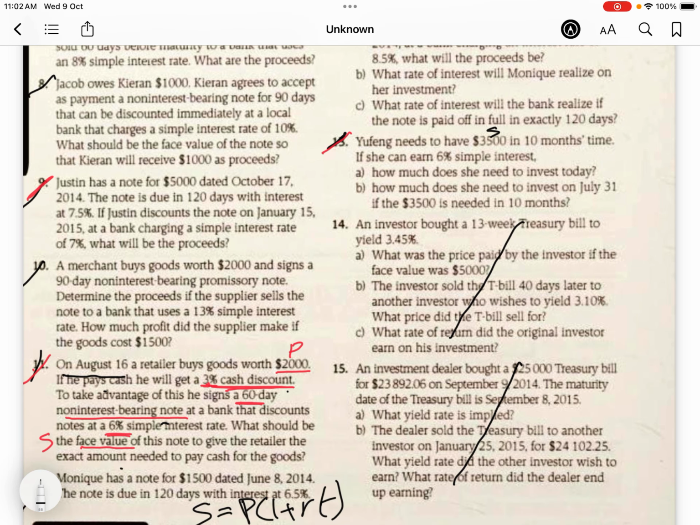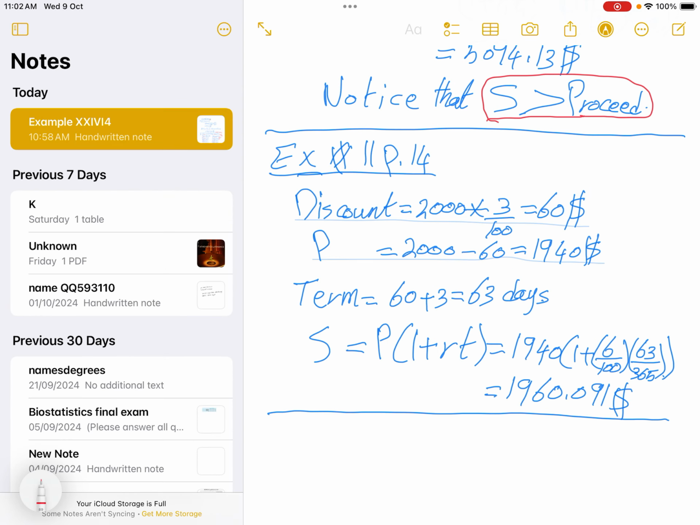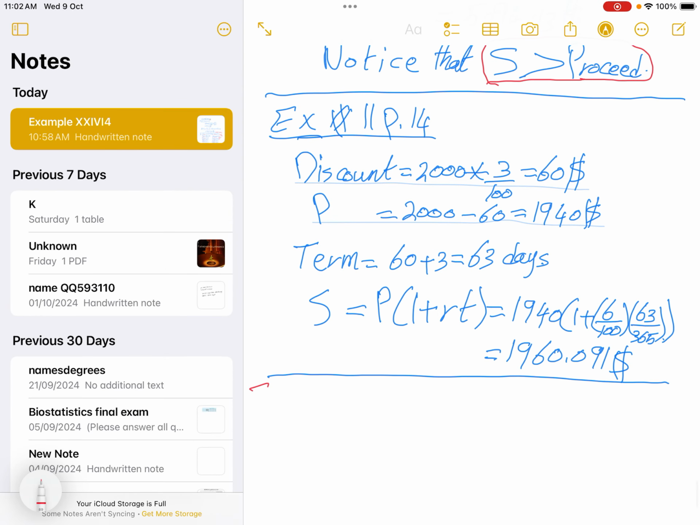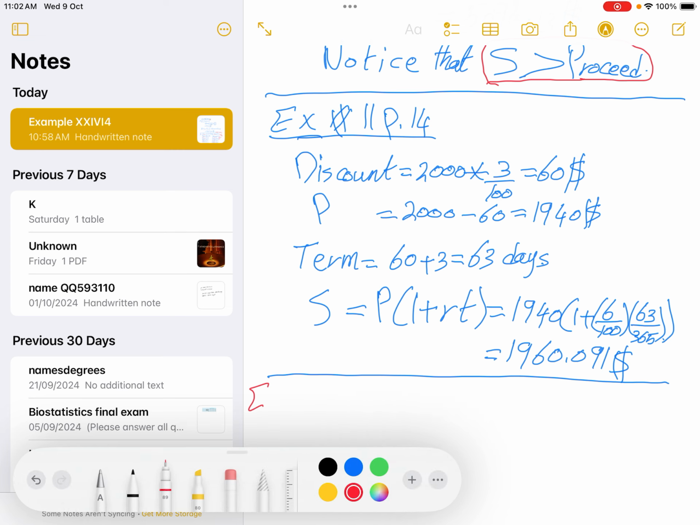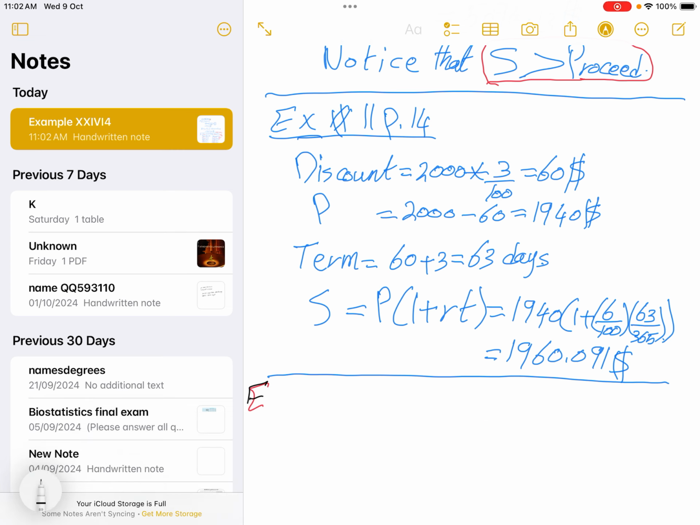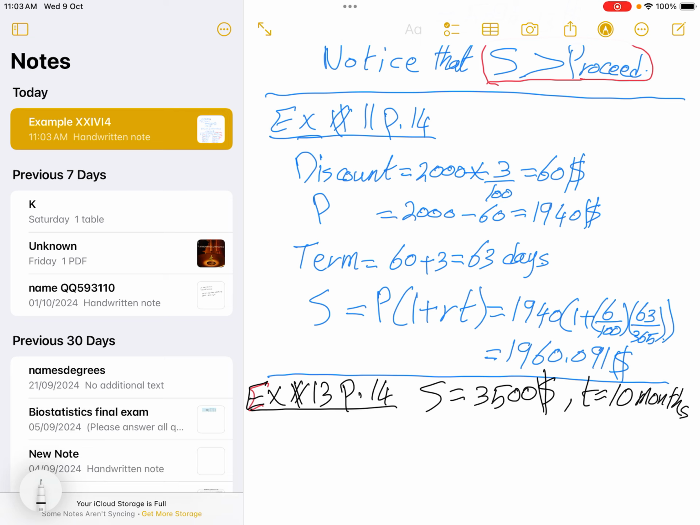We will solve number 13 here. Exercise number 13, page 14. S equals $3,500. T equals 10 months. R equals 6%.